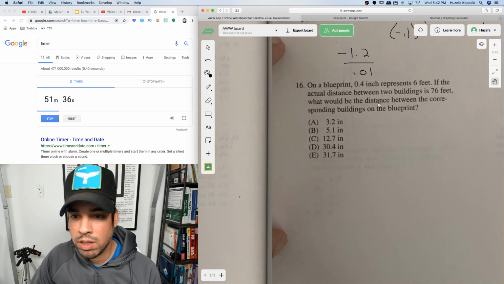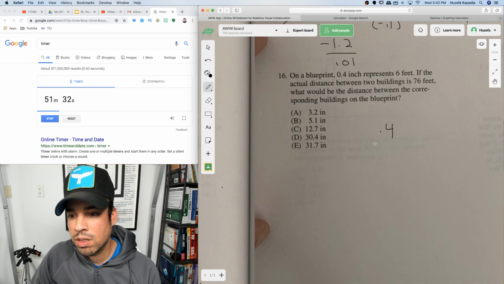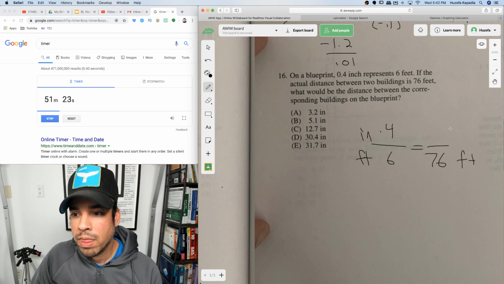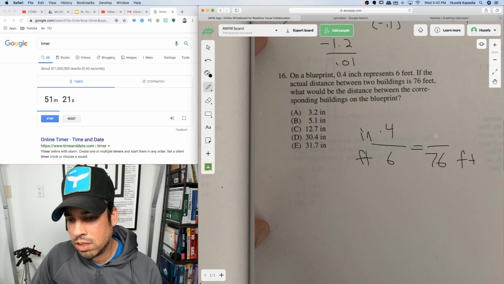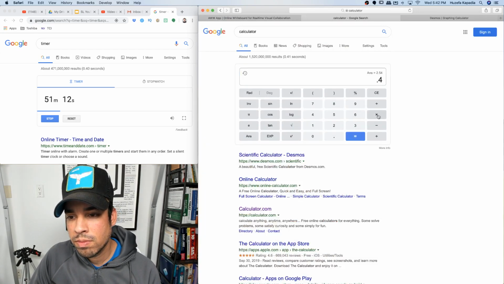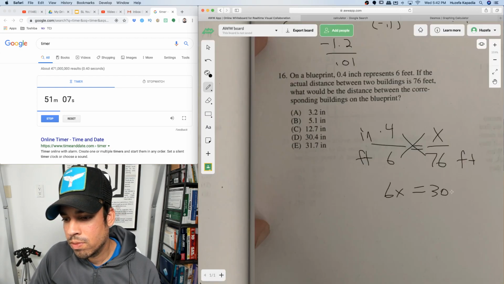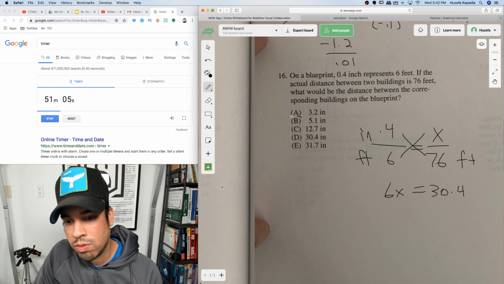Negative 120. On a blueprint, 0.4 inches represents 6 feet. The actual distance between the two buildings is 76 feet. So look at my proportion. Inches to feet. The real feet here, what is the distance on the blueprint? AKA, what are the inches? All set up, done, ready, go. Cross multiply, cross multiply. 6x equals 0.4 times 76. 30.4. It's going to be about 5. It's 5.1 for sure.